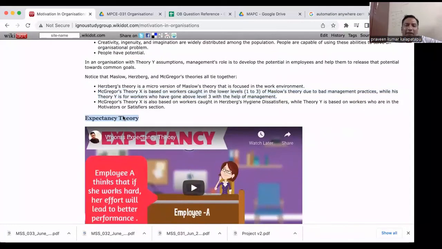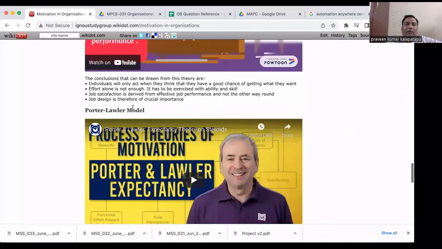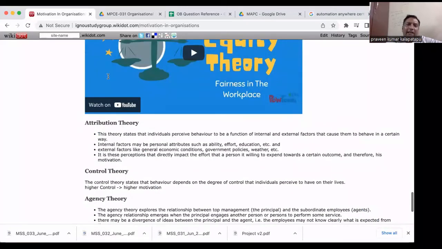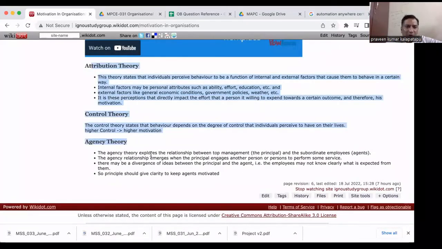Expectancy theory, Vroom's expectancy theory, we already talked about. Porter-Lawler model, we talked about. Equity theory, we did. Okay, and these are the other small theories which are there, which is attribution theory. Attribution theory is nothing but you tend to attribute every fact, every outcome, or rather everything to a particular factor which is there outside. So what you see is, if somebody is behaving like this, maybe he is from a well-off family, or he is from a poor family, or whatever it is.